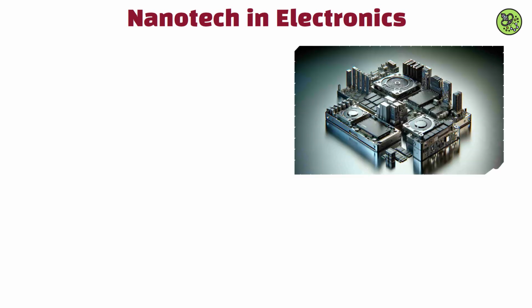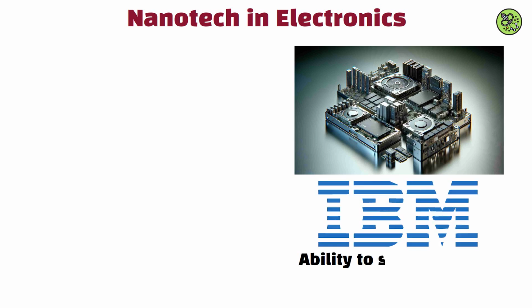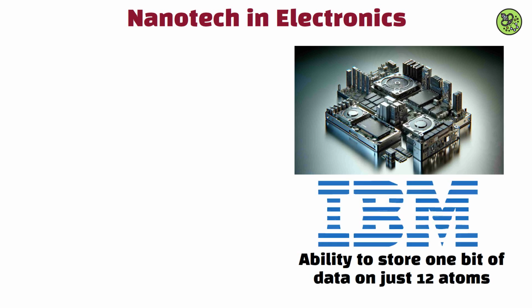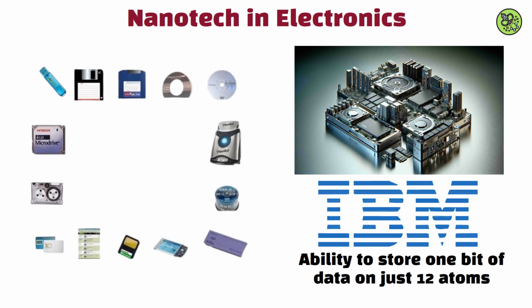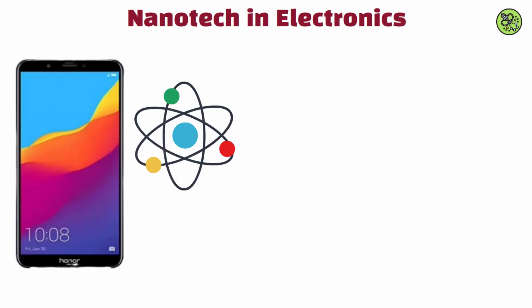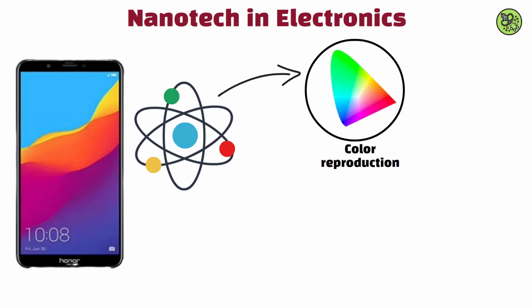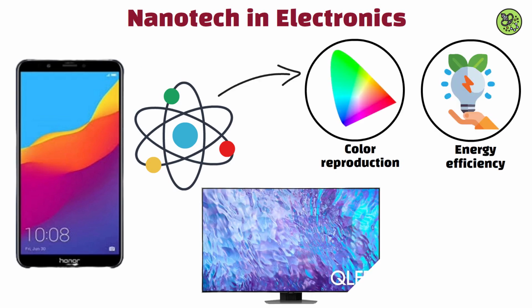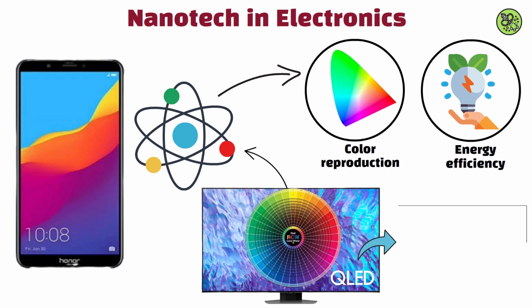Nanotechnology has also revolutionized memory storage. IBM has demonstrated the ability to store 1 bit of data on just 12 atoms, potentially leading to storage devices with unprecedented capacity. In display technology, quantum dots are improving color reproduction and energy efficiency. Samsung's QLED TVs use these nanoscale particles to produce over 1 billion colors, resulting in stunningly vivid images.